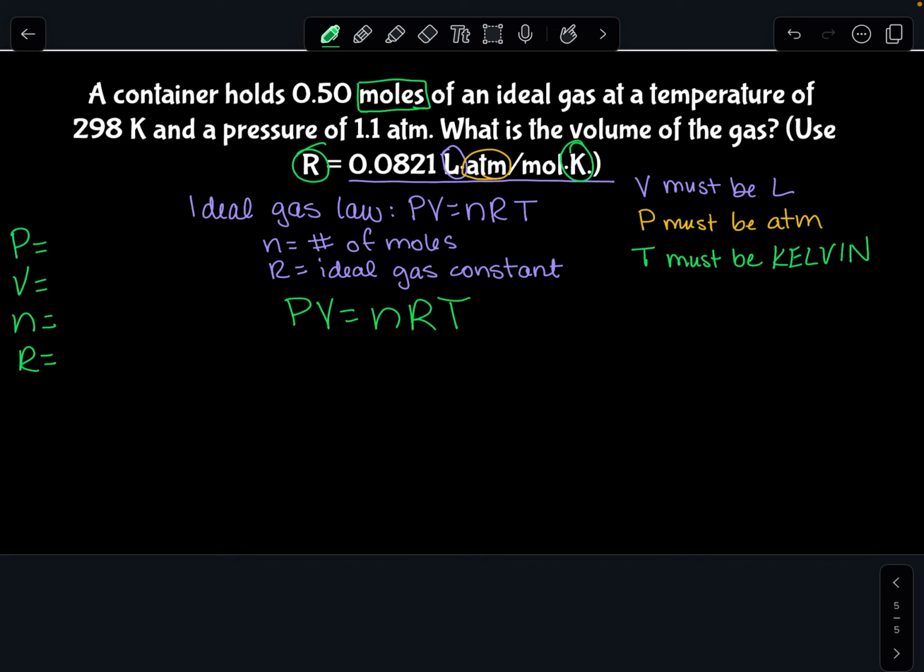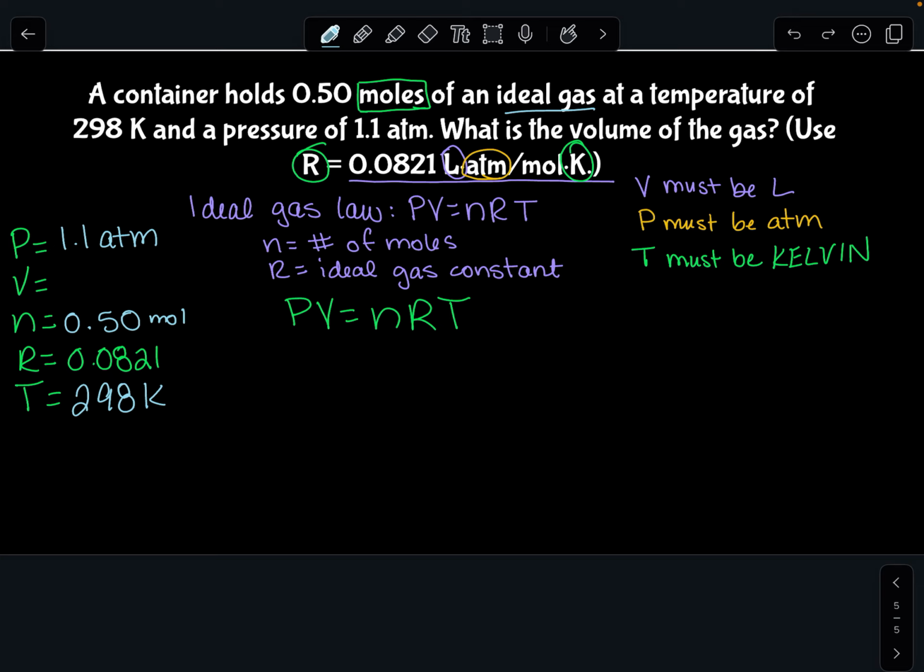I can already fill out R because it's given to me in the problem as a separate piece of information. Then I'm going to read the problem and fill in what I know. So this says a container holds 0.50 moles. Okay, moles is n, so I know my n is 0.50 of an ideal gas. Look, ideal gas means we're using the ideal gas law equation, at a temperature of 298 Kelvin and a pressure of 1.1 atm. What is the volume of the gas? I don't know what the volume is, so I'm going to put x.